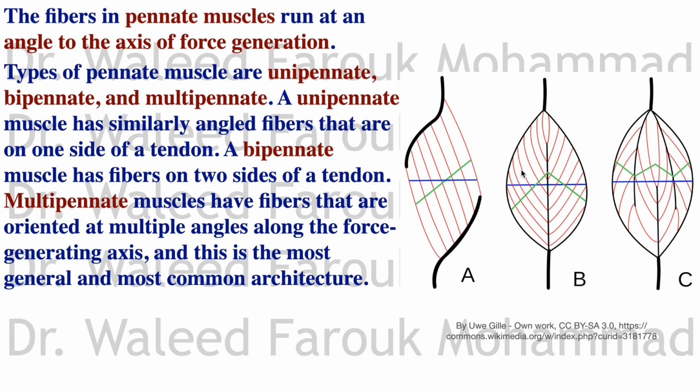Bipinnate muscles have fibers on the two sides of the tendon, like the rectus femoris, for example, and the multipinnate muscles have fibers that are oriented at multiple angles along the force generated. They have multiple tendons around which the fibers are arranged, like the deltoid muscle. And the soleus muscle also is a multipinnate muscle. These muscles are famous for their strength. Pennation produces strength in the action of the muscle.